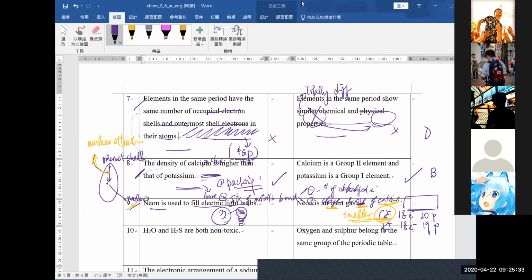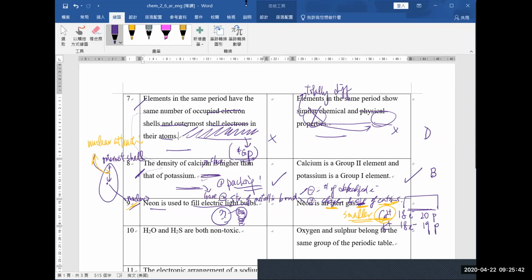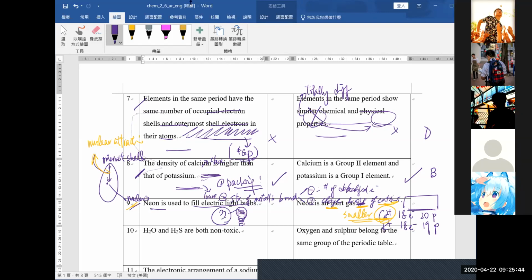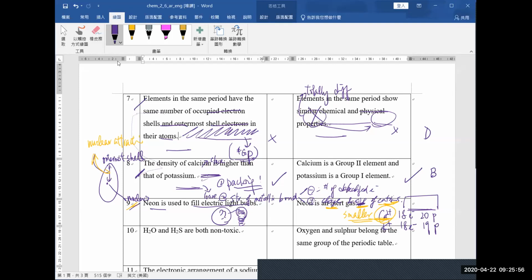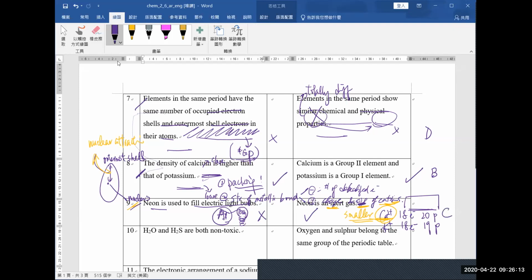Is it neon? So what is that? Tell me. Come on, just follow. Here is argon. Yes, that's right. It's argon. So that means statement 1 is correct or not correct? Yes, not correct. While neon is an inert gas is correct. The answer is C.